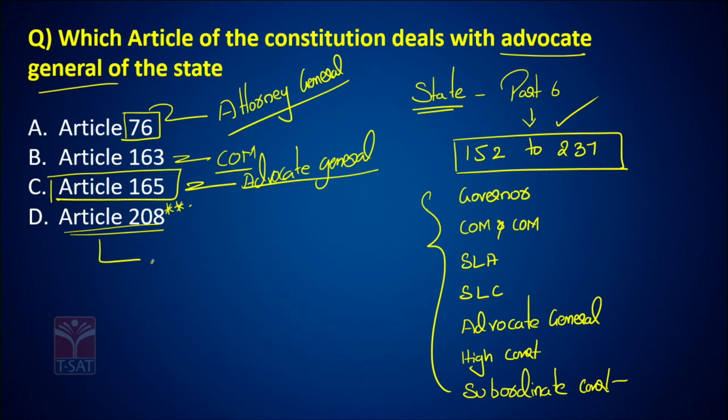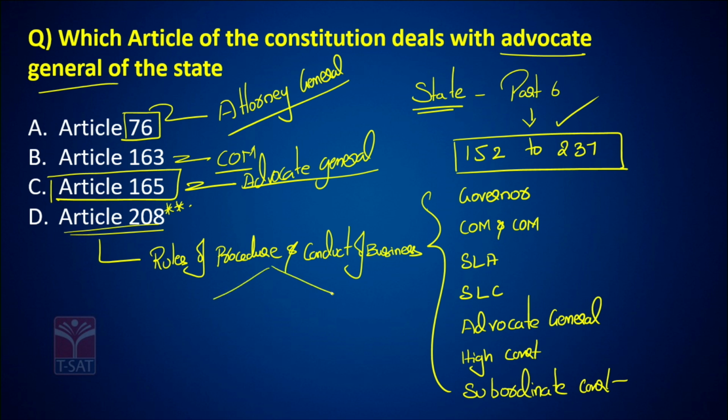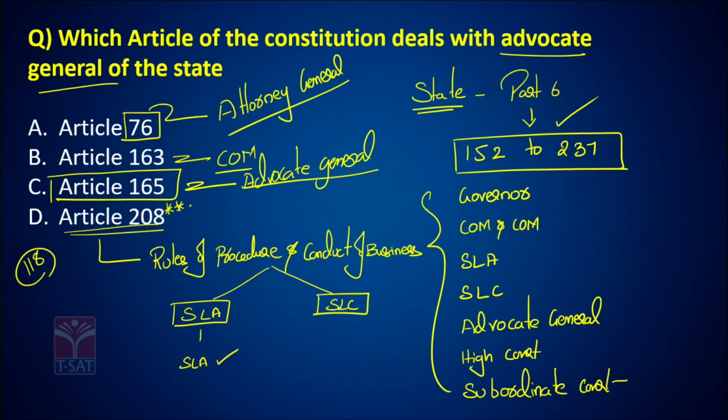Article 208 talks about rules of procedure and conduct of business. The rules of procedure of the assembly are framed by the state legislative assembly only, like your Parliament. Article 118 talks about the rules of procedure and conduct of business for the Parliament. According to Article 208 of the Constitution, the assembly frames its own rules. Now, what about the council? The rules of the state legislative council are framed by the Governor with the help of the assembly.